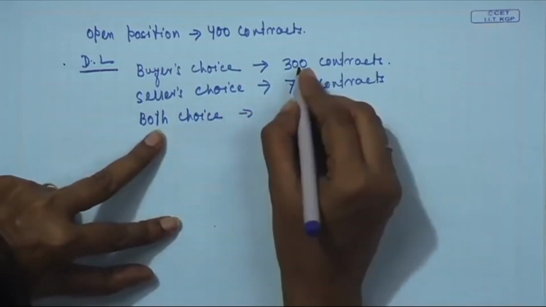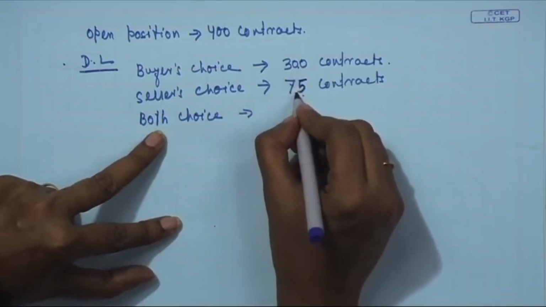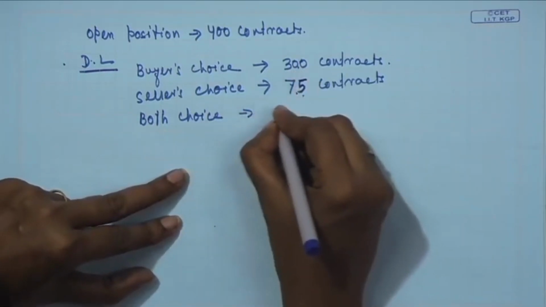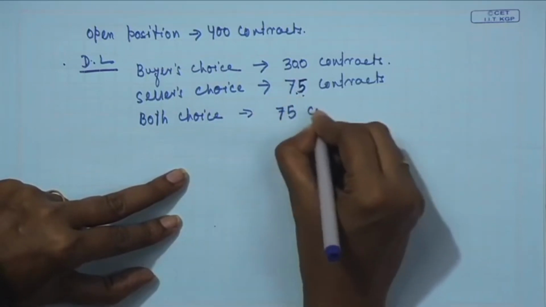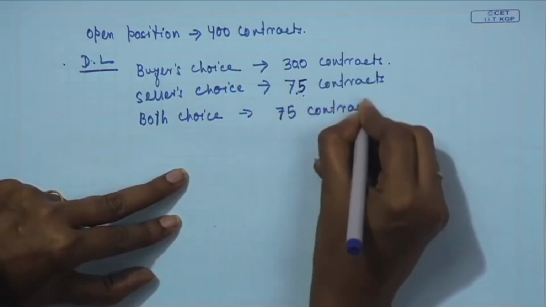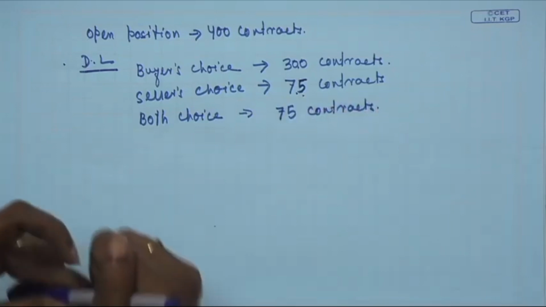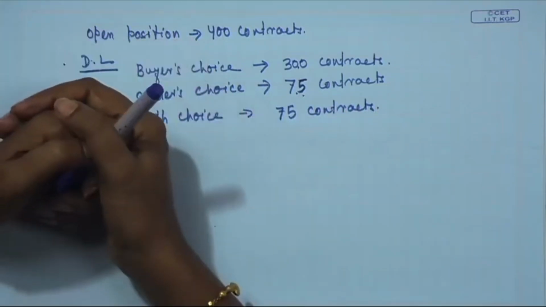and the remaining will be settled through the cash. So, in this case, if buyers give 300 contracts and sellers give 300 contracts, so both choices will lead to 700 contracts to be delivered and the rest 425 to be settled through the cash.